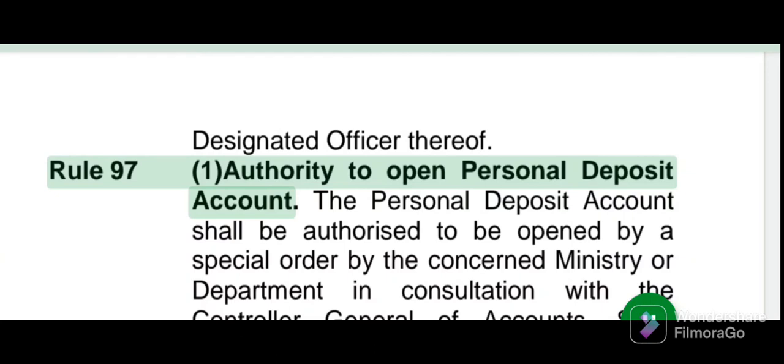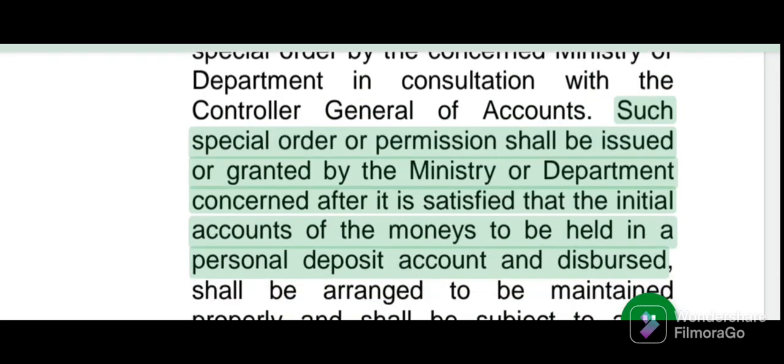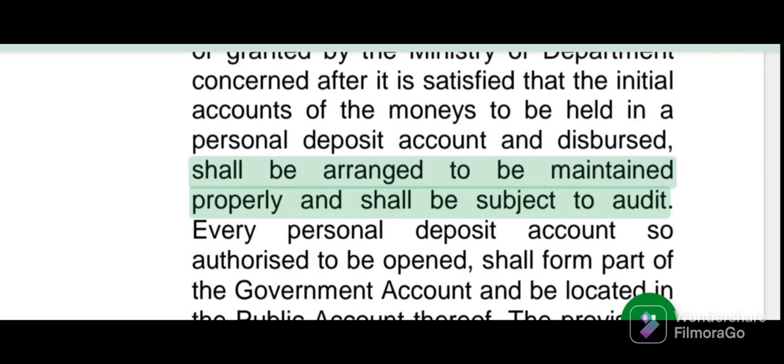Rule 97(1): Authority to open personal deposit account. The personal deposit account shall be authorized to be opened by a special order by the concerned ministry or department in consultation with the Controller General of Accounts. Such special order or permission shall be issued or granted by the ministry or department concerned after it is satisfied that the initial accounts of the monies to be held in a personal deposit account and disbursed shall be arranged to be maintained properly and shall be subject to audit.